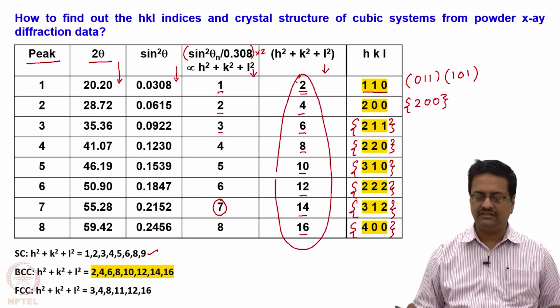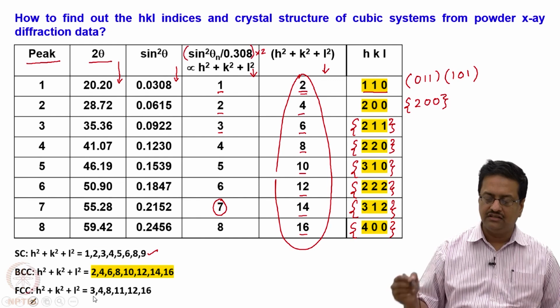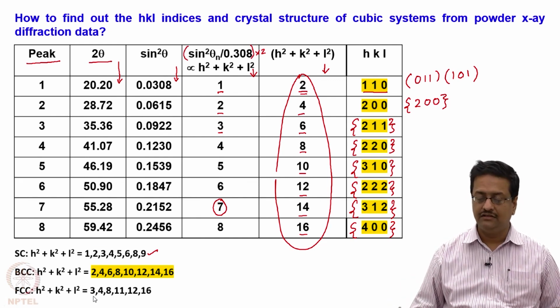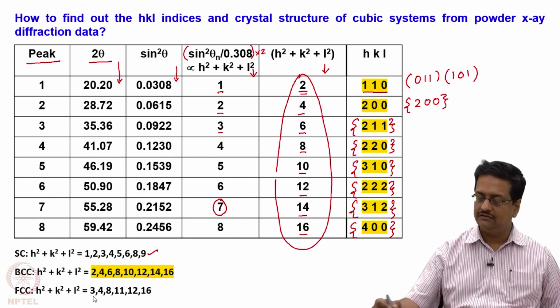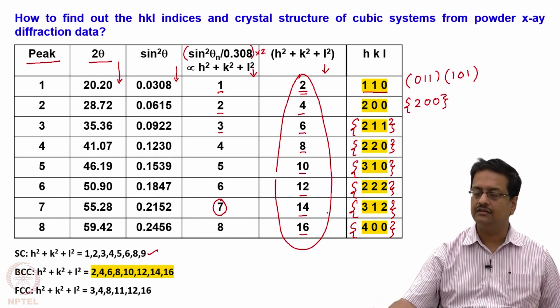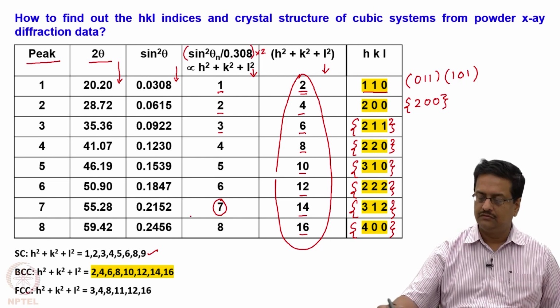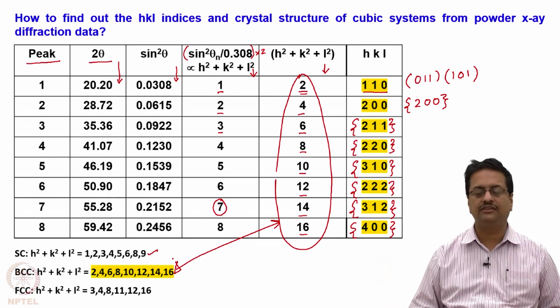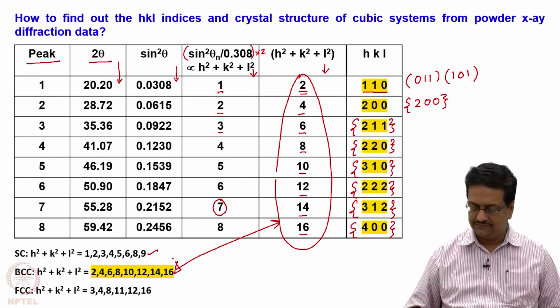And in case of face-centered cubic, it has to be 3, 4, 8, 11, 12 and 16. So by looking at the fifth column and comparing it with the value for body-centered cubic, we conclude that this is a body-centered cubic lattice.